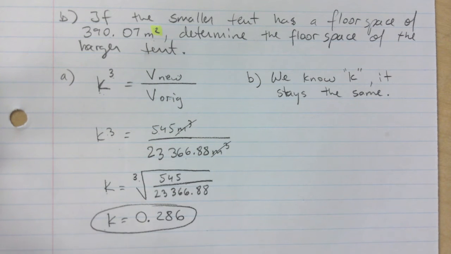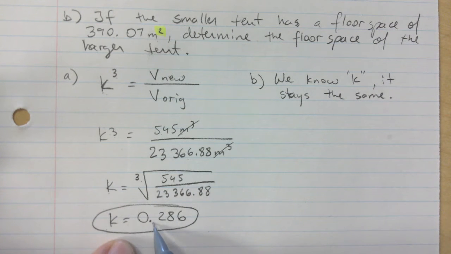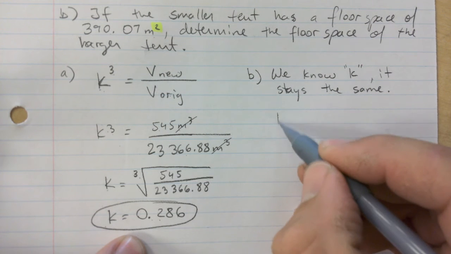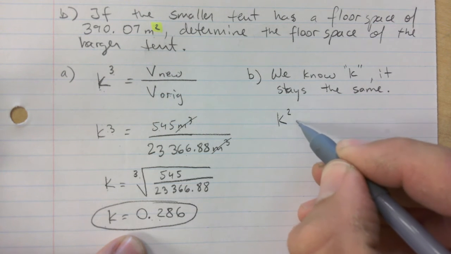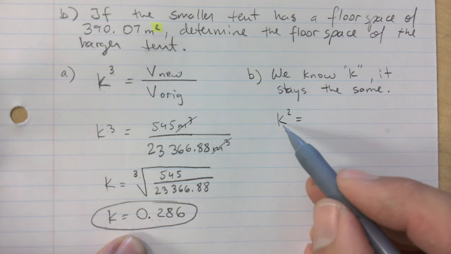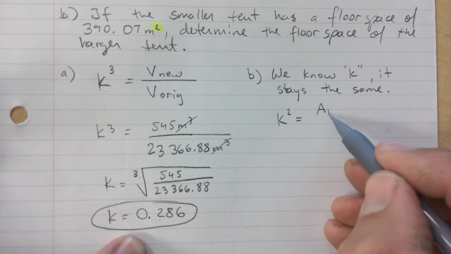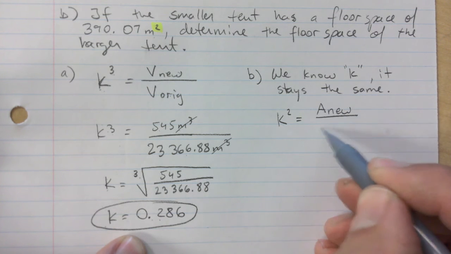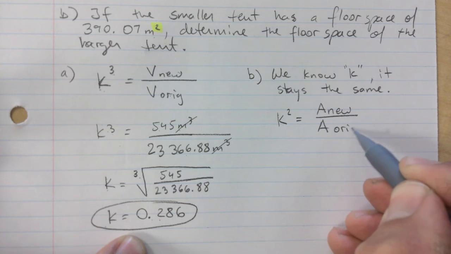Once you find the scale factor that relates to objects that are similar, it doesn't change anymore. You now found the amount that you've changed every dimension by to create that new shape. Okay? So we found it. We can use it now. So we know what K is. I'm just going to go ahead and start saying that K squared is area of the new over area of the original.